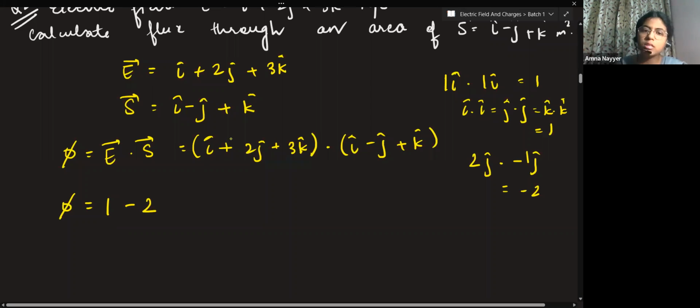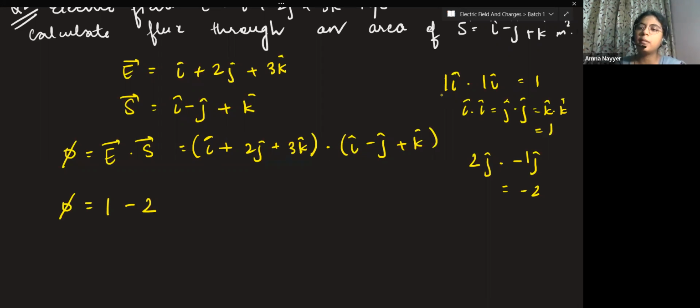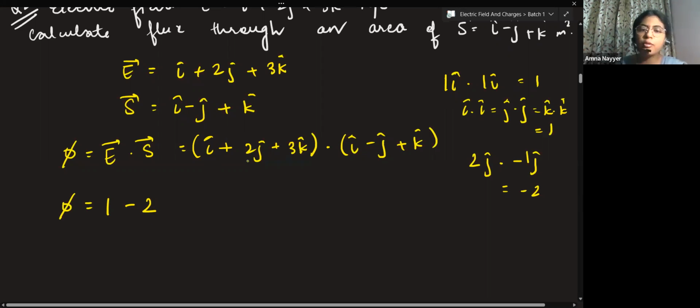Now 1 came from i dot i. Now 2 you have from 2j cap and minus j cap. Now see what do we have? We have 3k cap multiplied with k cap. So k cap dot k cap is 1, because k cap dot k cap is 1. So just take the coefficients and multiply them. 3 is the coefficient of k cap from here, 1 is the coefficient of k cap from here. 3 multiplied by 1 gives you 3 only. So you have positive 3.